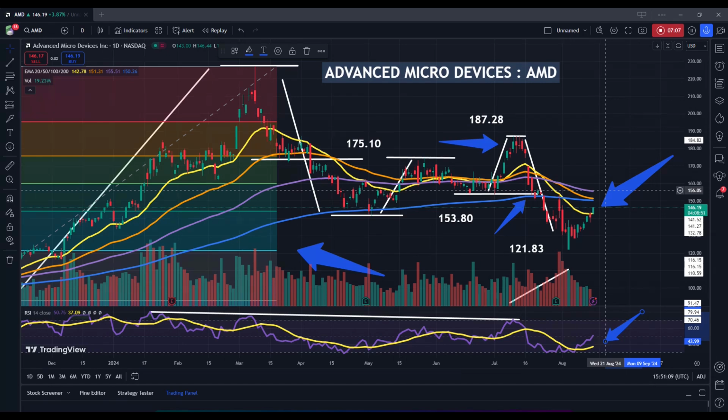So here are some key levels to watch. These are the price levels that I will be watching for the stock going forward. Here's the current market analysis for Advanced Micro Devices Incorporated, stock ticker AMD.